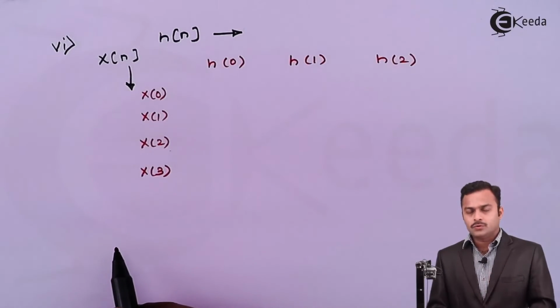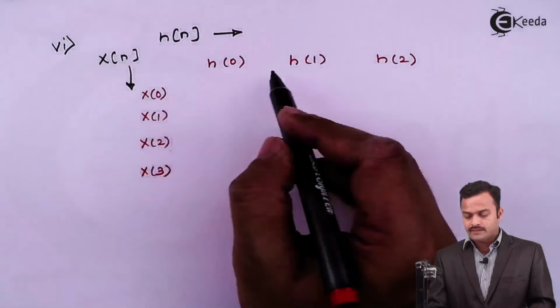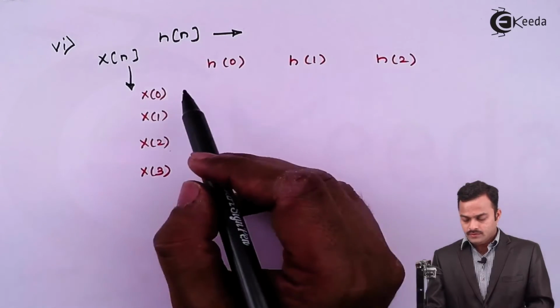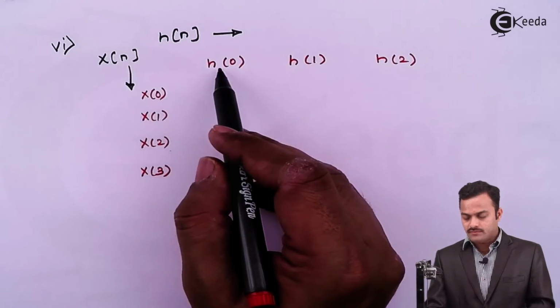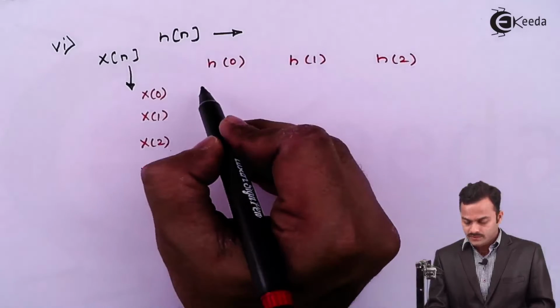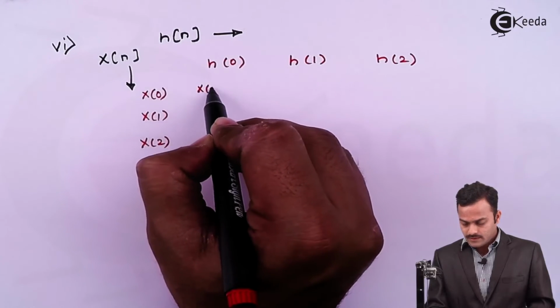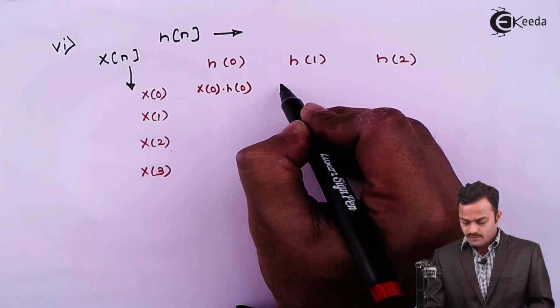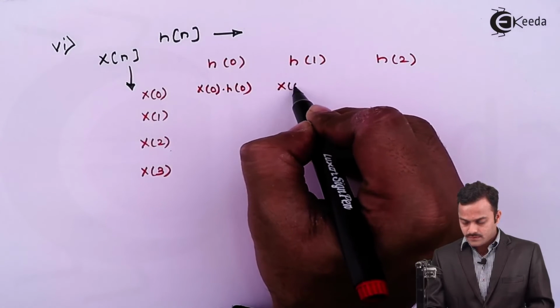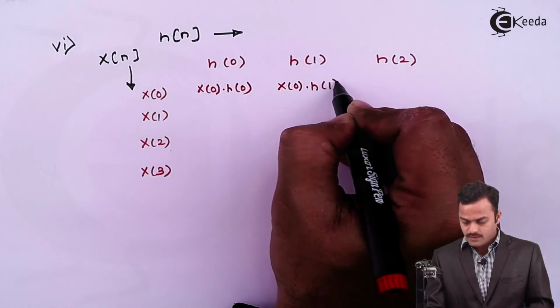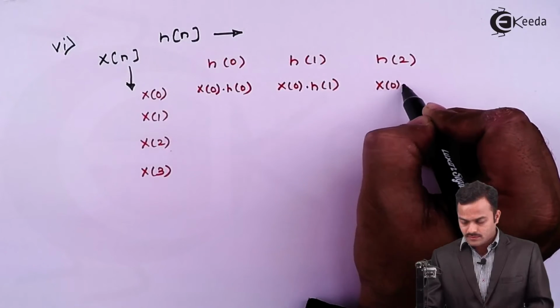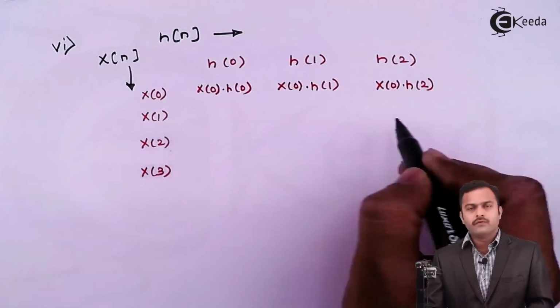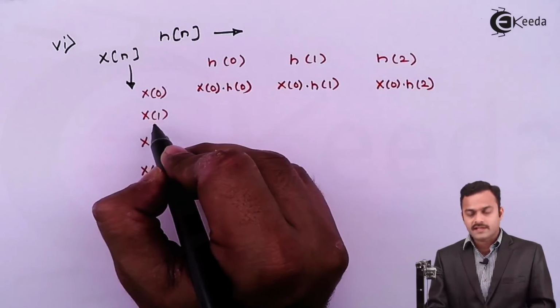So what we need to do, whenever we write this, we will multiply x of 0 with h of 0, h of 1, h of 2. So it will give you x of 0 multiplied by h of 0, then x of 0 multiplied with h of 1, x of 0 multiplied with h of 2. First row is over. Now let's go to the second row.